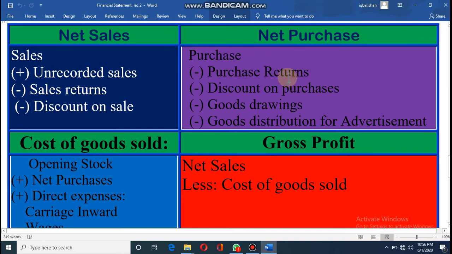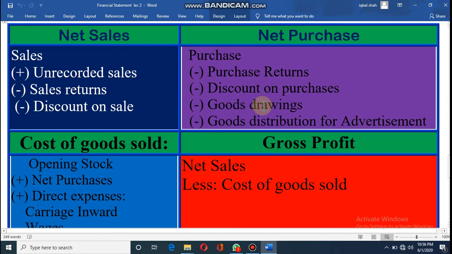For net purchase, just 2 items are more: goods drawing and goods distribution. Dear student, be very careful. Goods drawing will be in adjustment, and goods distribution for advertisement will also be in adjustment. Dear student, in the trial balance, in the question, all information will be given. Just find it.